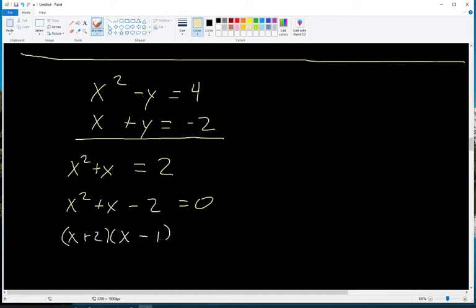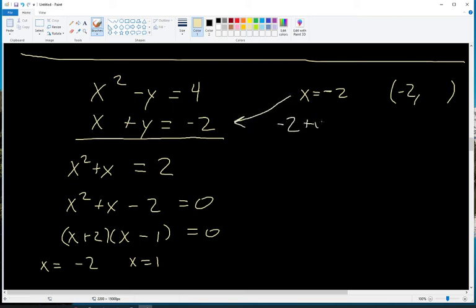Plus 2 minus 1 equals 0. X plus 2 says x is negative 2, and x minus 1 says x is positive 1. So when x is equal to negative 2, there's going to be a corresponding y value we need to find. To get that, I'm going to plug it into the bottom equation, and I'll get negative 2 plus y equals negative 2. If we add the 2 across, we'll get y is 0. So one of our ordered pairs is negative 2, 0.